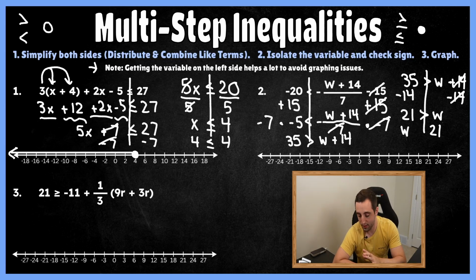So that's the second reason that the inequality sign can flip. You multiply or divide by a negative number, or if you're moving something from one side to the other, well, something else has to change, which is the inequality sign. So our final answer is going to be w is less than 21.